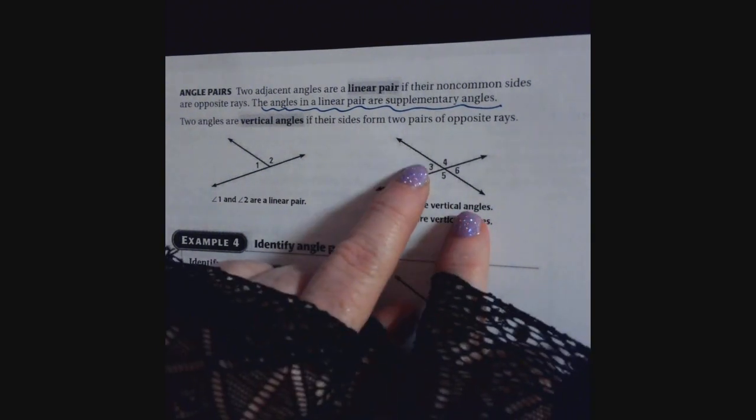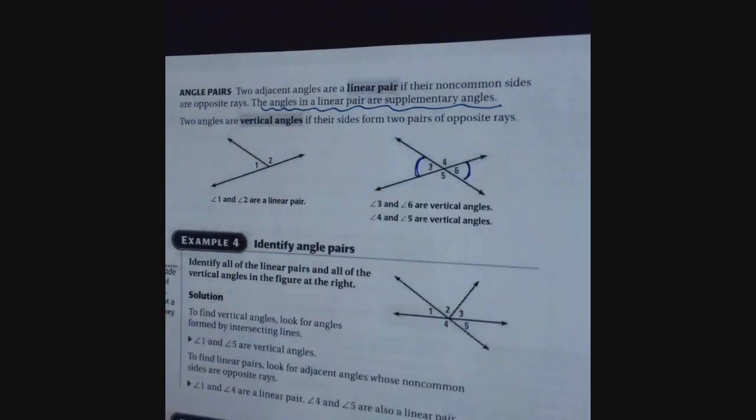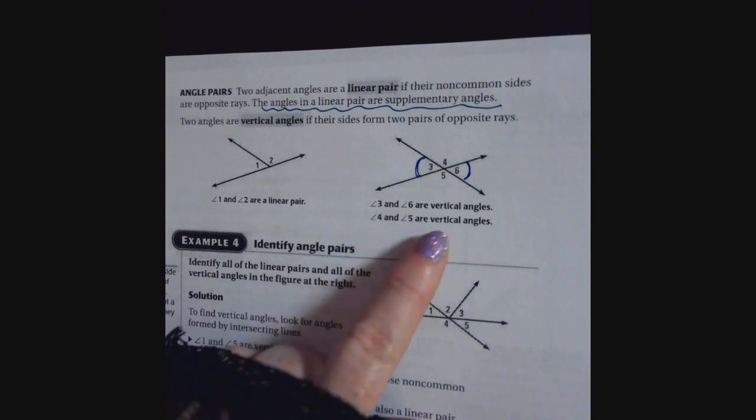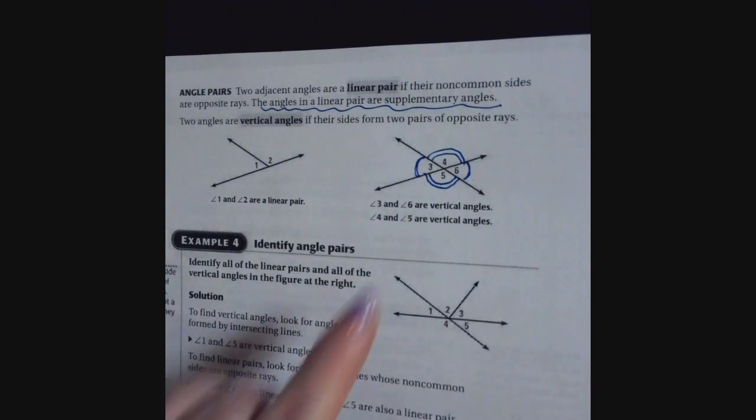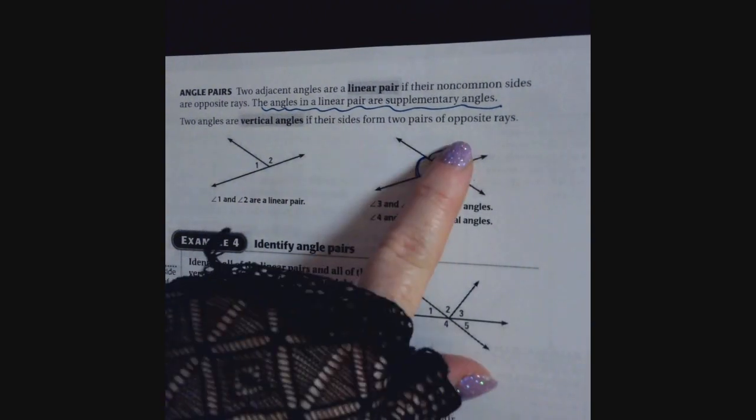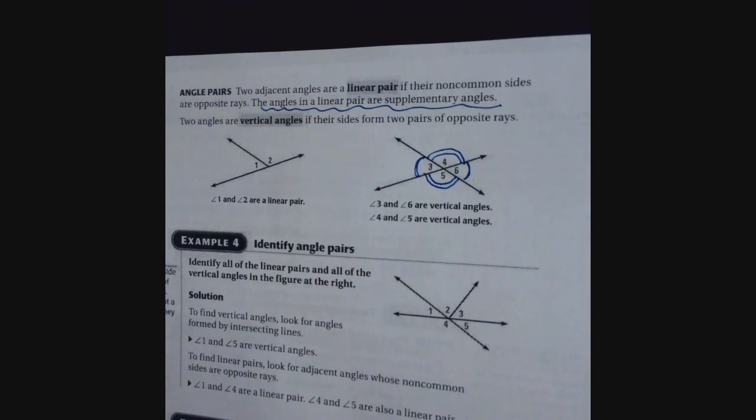Two angles are vertical angles if their sides form two pairs of opposite rays. So angle 3 and angle 6 are vertical angles, so let me label them. So they might show it like that. That means that they're vertical pairs. Then angle 4 and angle 5 are vertical pairs. To distinguish them, they might put two little half circles on there. That's how they do it in geometry. So that means these are linear pairs and these are linear pairs.